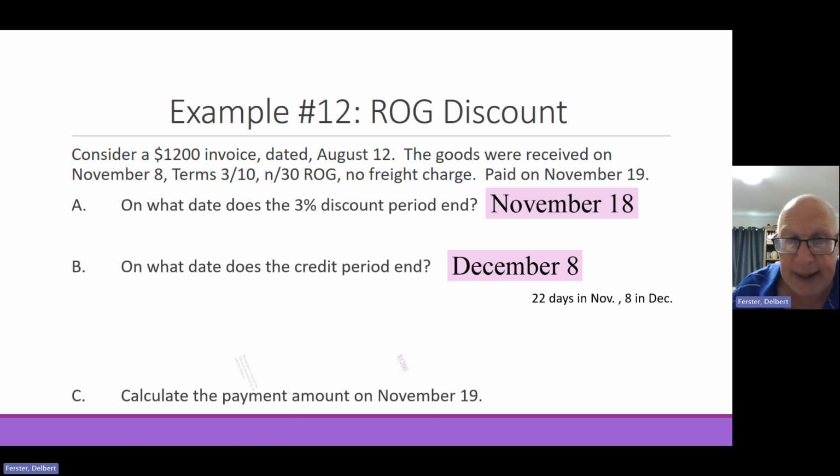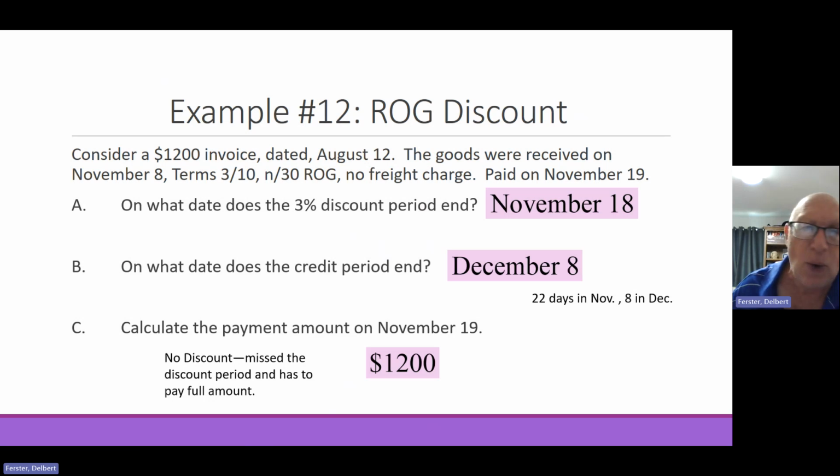We paid on the 19th. How much did you have to pay? We paid the full $1,200 because we weren't early enough to take advantage of the 3% discount that we could have had if we had paid by, or I should say, by November 18th.